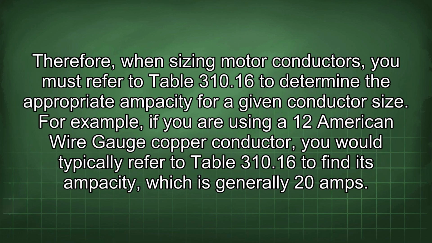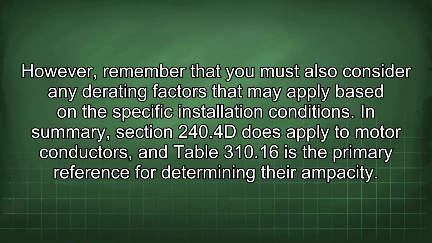Therefore, when sizing motor conductors, you must refer to Table 310.16 to determine the appropriate ampacity for a given conductor size. For example, if you are using a 12 AWG copper conductor, you would typically refer to Table 310.16 to find its ampacity, which is generally 20 amps. However, remember that you must also consider any derating factors that may apply based on the specific installation conditions.